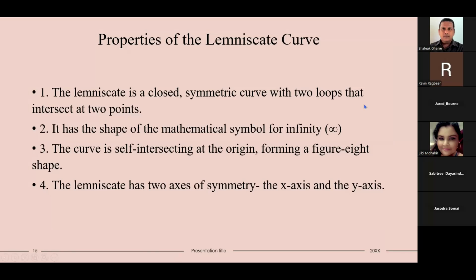The properties of the lemniscate curve. The lemniscate is a closed symmetric curve with 2 loops that intersect at 2 points. It has the shape of the mathematical symbol for infinity. The curve is self-intersecting at the origin, forming a figure-8 shape. The lemniscate has 2 axes of symmetry, the x-axis and the y-axis.